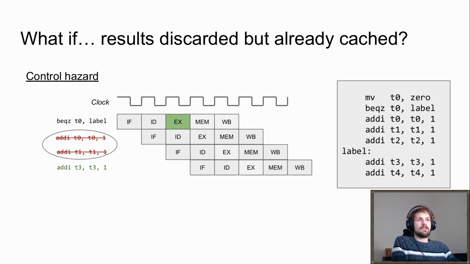Imagine, for example, that these instructions were resolved, and imagine these were, for example, load or store instructions, not simple additions. And what if they had already been written to the cache memory, for example? And at a certain point, you decide to discard them, and you don't write the results to memory, but the results are already in the cache. So what if these instructions had an effect on the microarchitecture even though they should have never been executed?